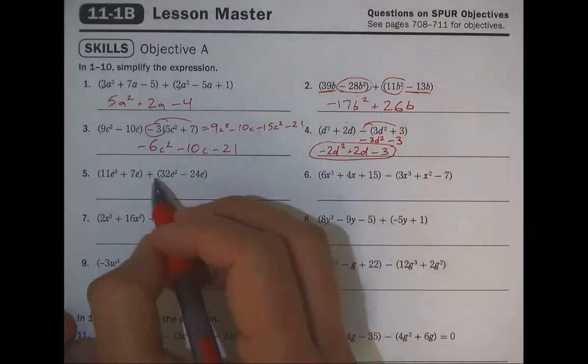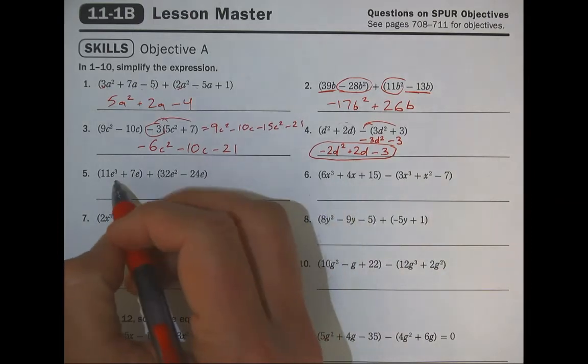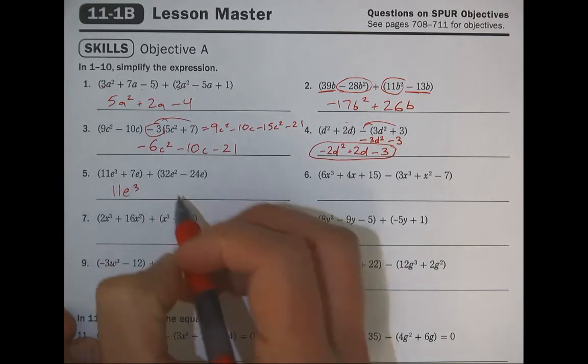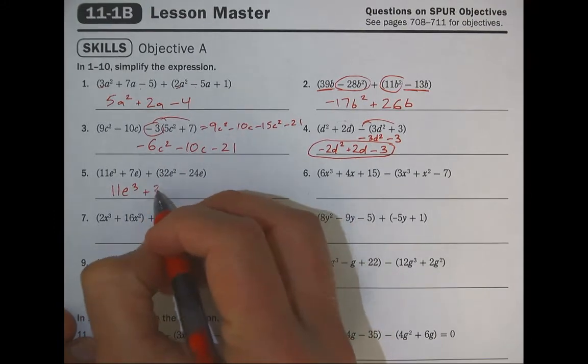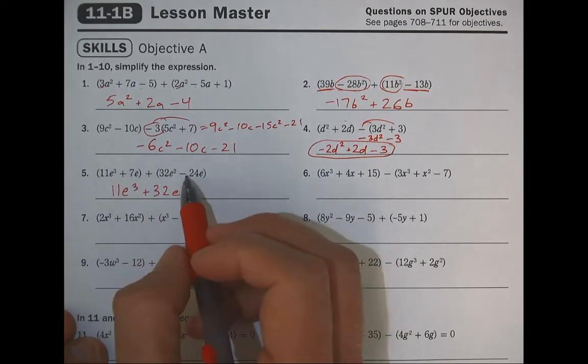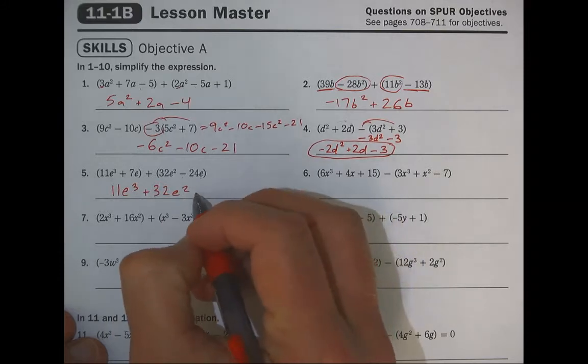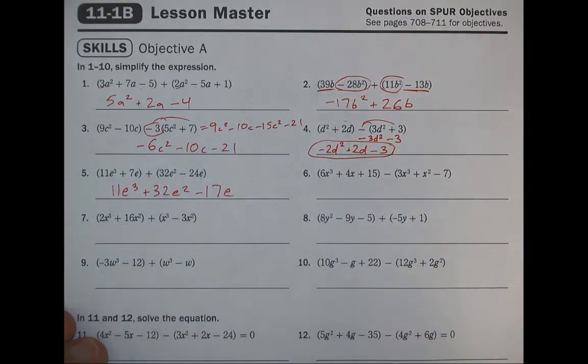Number 5, it's plus. There's nothing to distribute, so just combine your like terms. This is the only e to the third, so it's just going to stay. This is the only e to the second, so it's just going to stay. These e's go together. It's a 7 minus 24, or 7 plus -24, which is -17.